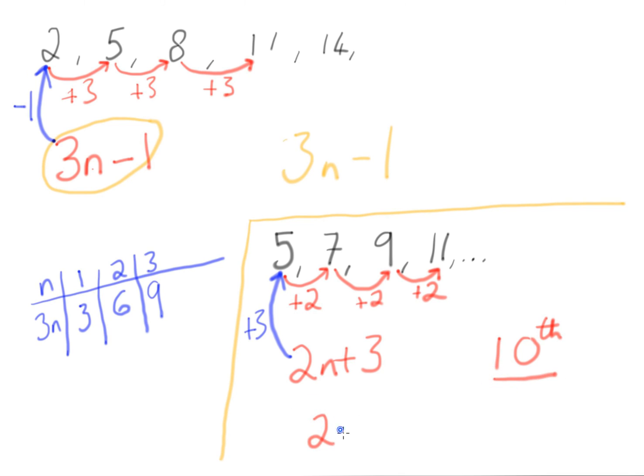So 2n is the same as 2 times n. So we'll have, instead of 2n, 2 times 10 plus 3. 2 times 10 is, of course, 20. Still got the plus 3, and so our final answer is 23. So our 10th term is 23.